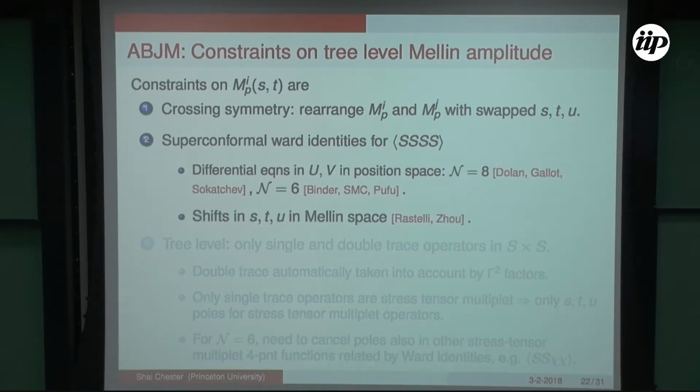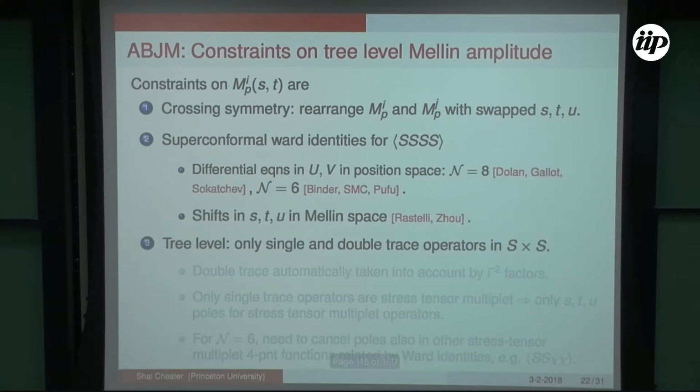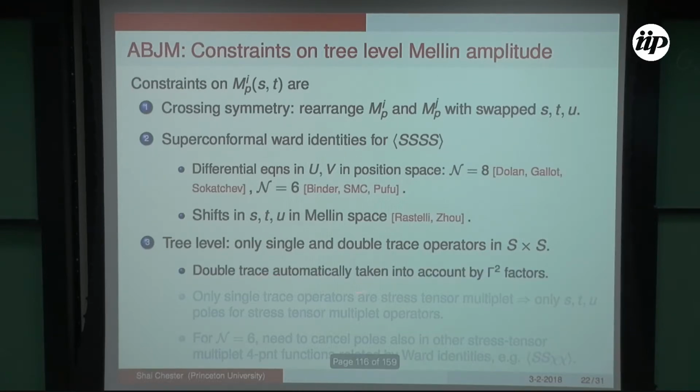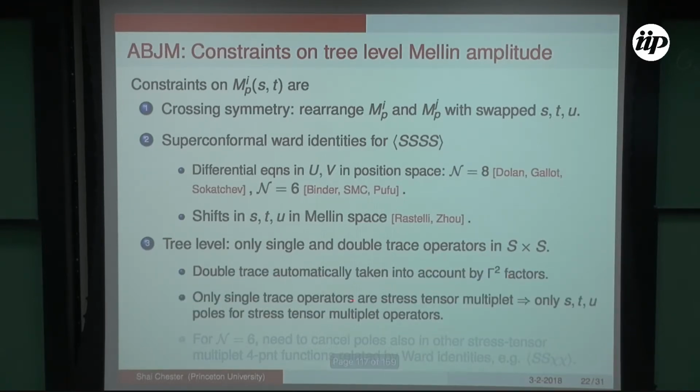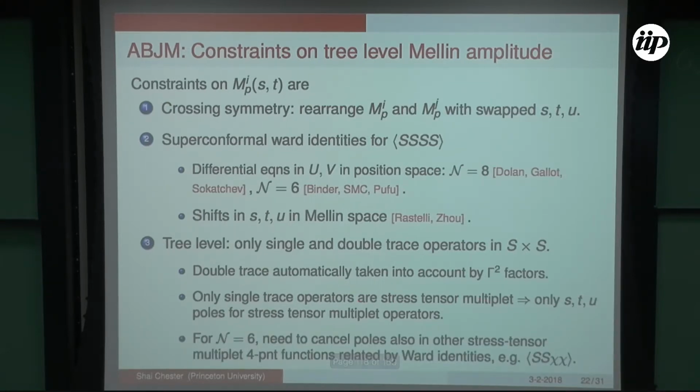As Shinan and Leonardo taught us, you can think of this Ward identity in Mellin space as shifts in S, T and U, because we're going to be working in Mellin space. So let's, for now, just talk about tree level. Again, there's only single and double trace operators. Double trace operators are taken into account by the gammas. The single trace operators are just the stress tensor multiplet, so there's very few of them: just a scalar, a vector, and a stress tensor.